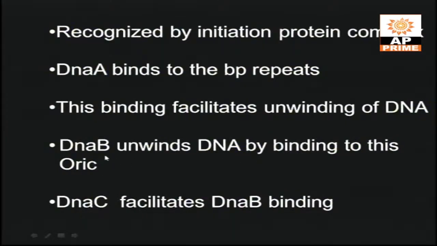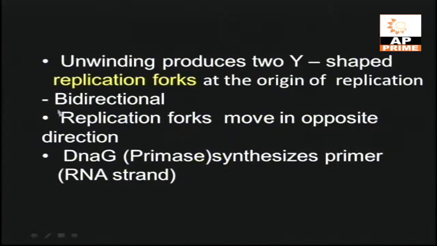DNA because this is helicase enzyme. It breaks the hydrogen bonds and opens the 2 strands so that replication can take place. Next, this is facilitated by DnaC protein. Unwinding of DNA strands results in the formation of 2 Y-shaped replication forks in case of bidirectional replication, and these forks move in opposite direction as the replication process proceeds. They move down the DNA, and finally an enzyme primase, DnaG, catalyzes the synthesis of primer.